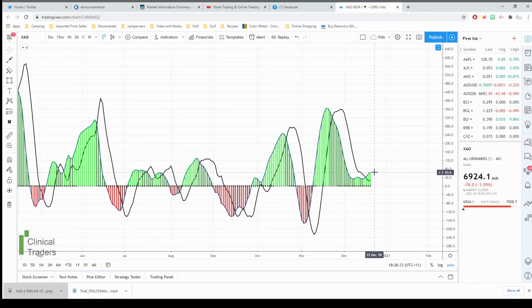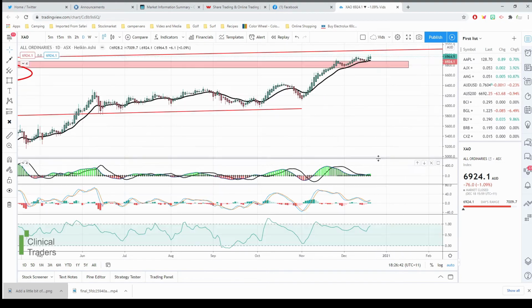If it rolls over and we get another cross of the black line as it rolls over and heads lower, I think that would be quite telling in terms of where we go in the future. And as I said, that Australian dollar looks like it's rolling over, so that supports higher prices. So that's the daily chart.